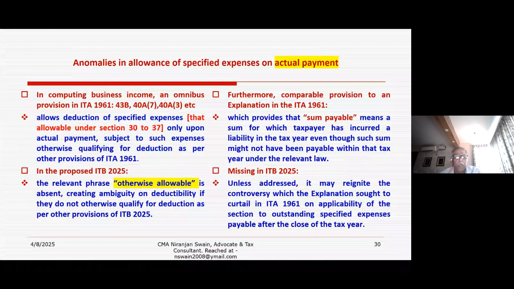Actually, you might have seen in computing business income the omnibus provisions: 43B, as I was just telling, 40A(7) is related to gratuity, 40A(3) is related to cash payment. So these are a few sections. The condition is that the expenditure incurred by the assessee is of revenue nature and covered under sections 32 to 37. But if certain conditions are not satisfied, then it will be disallowed. That is the provision under the Income Tax Act. So the relief, 'otherwise allowable', is absent, creating ambiguity. 'Otherwise allowable' means it must be allowable under 30 to 37, but since you have not complied with section 43B, 40A(7) or 40A(3), it will be disallowed.